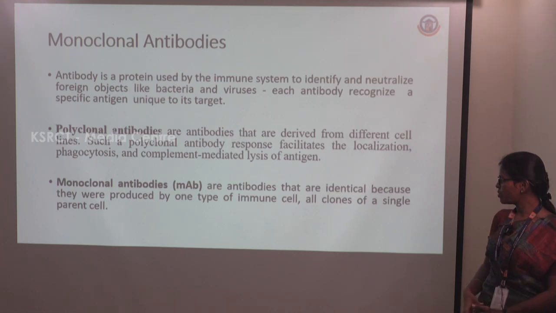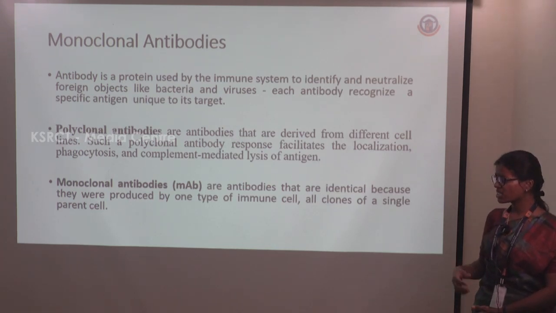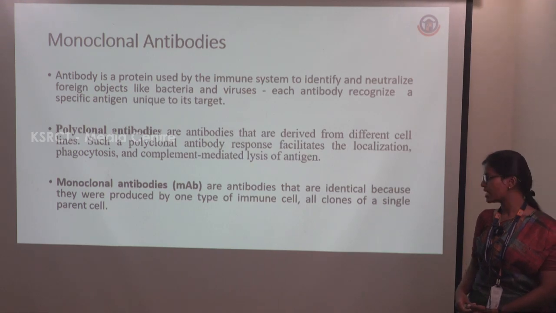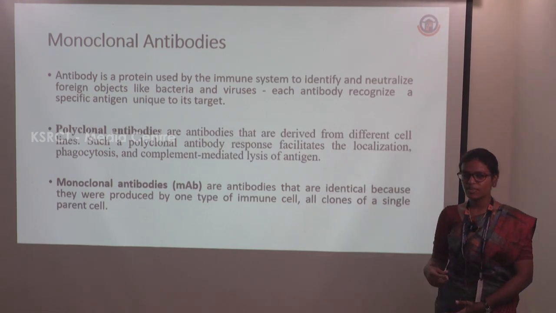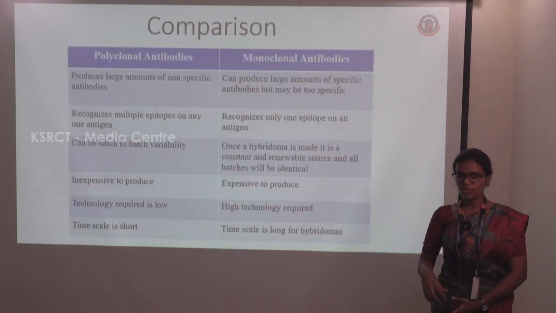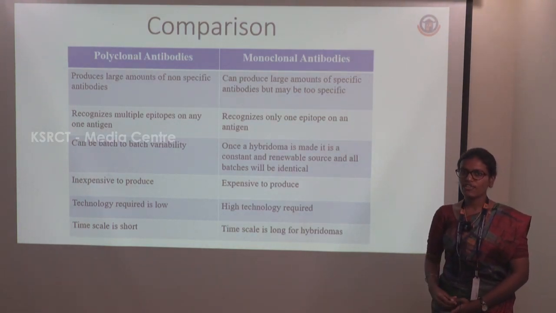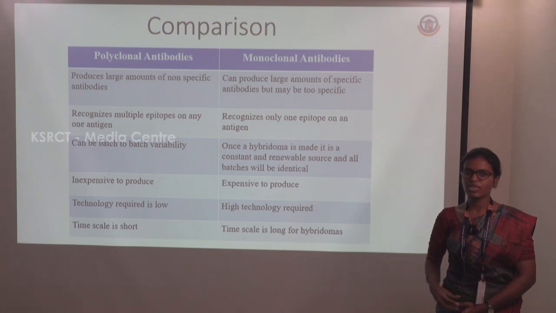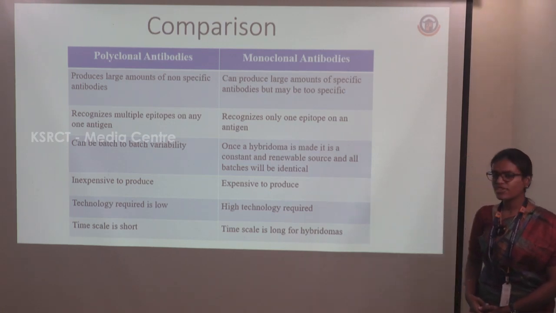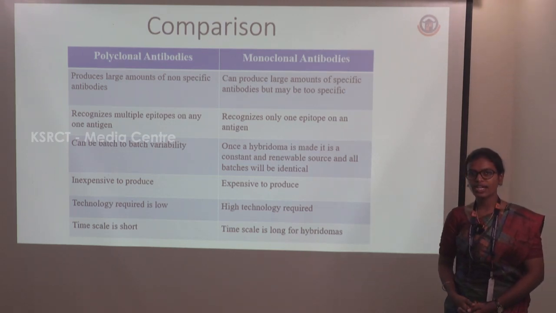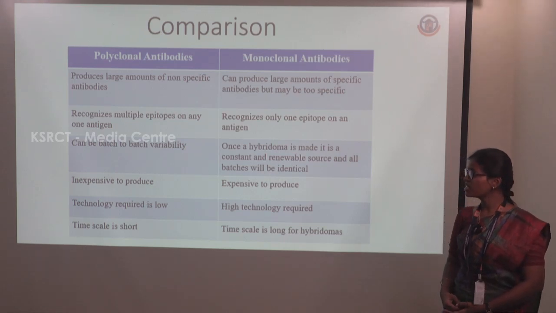It refers to antibodies that are identical because they were produced by one type of immune cell, specific B cells, and all are clones of a single parent cell. They all come from the single parent cell and will recognize only one particular antigen, which varies from the variable region. Next we will compare both polyclonal antibodies and monoclonal antibodies.